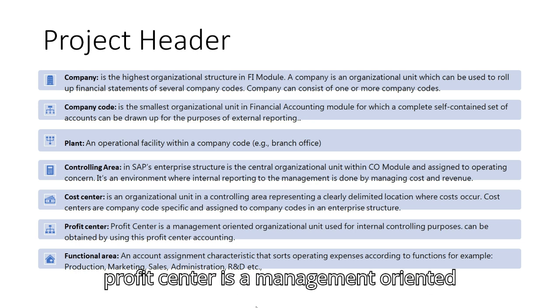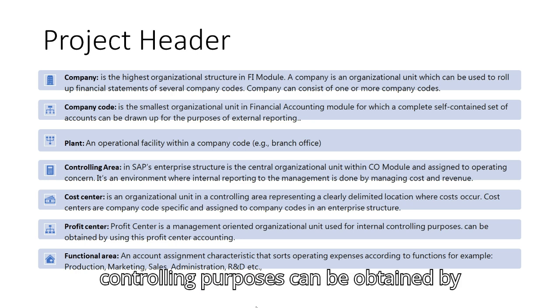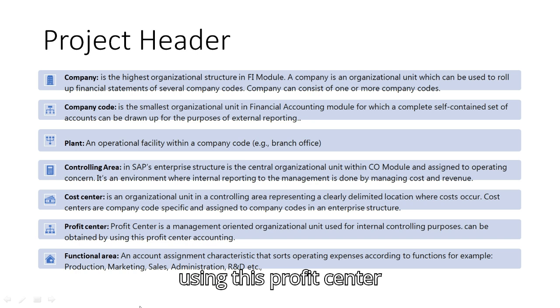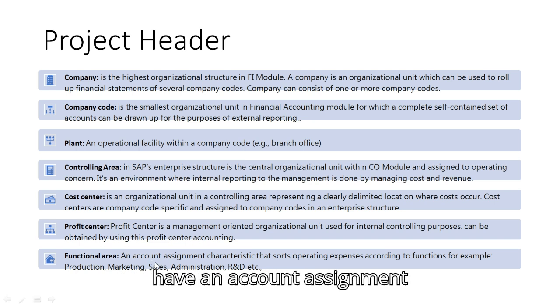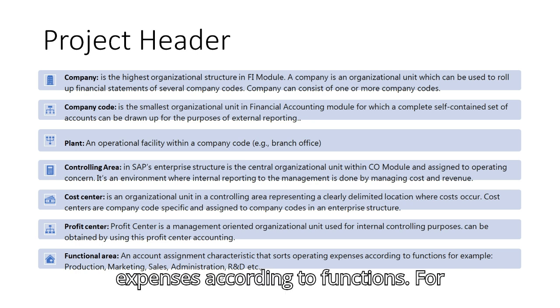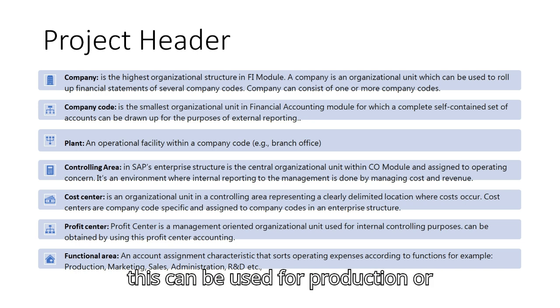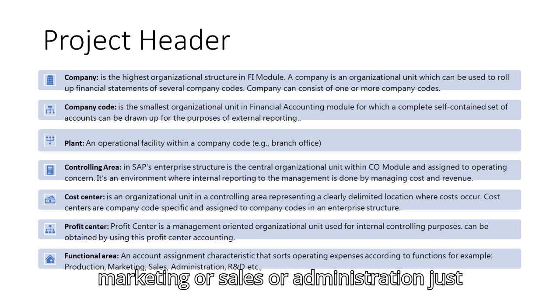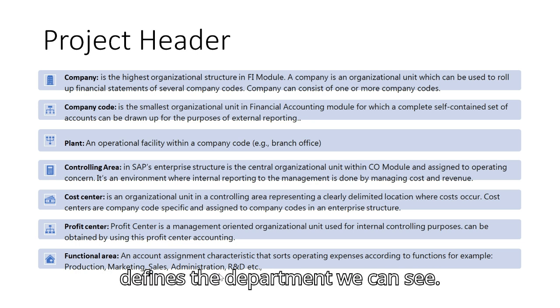Profit center is a management-oriented organizational unit used for internal controlling purposes, which can be obtained by using profit center accounting. Next is the functional area. We have an account assignment characteristic that sorts operating expenses according to functions. For example, whether it is used for production or marketing or sales or administration, it just defines the department, we can say.